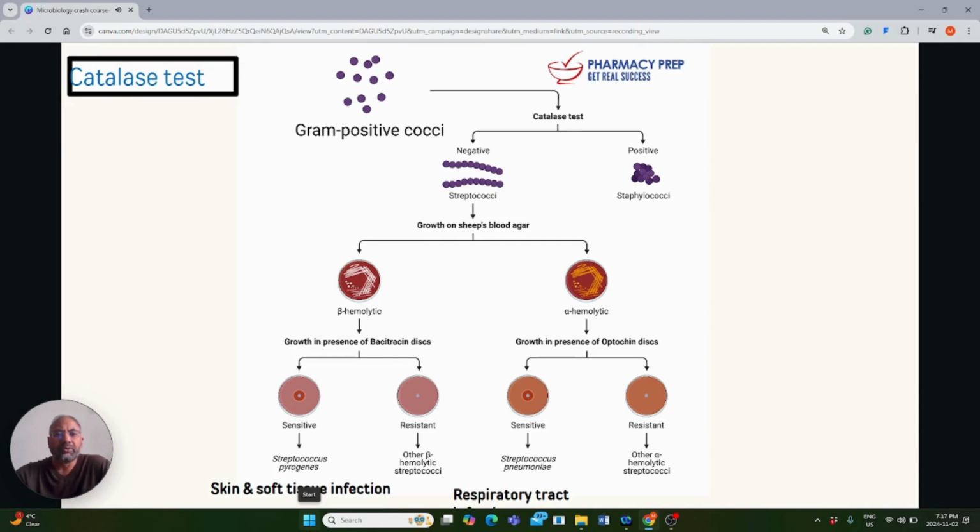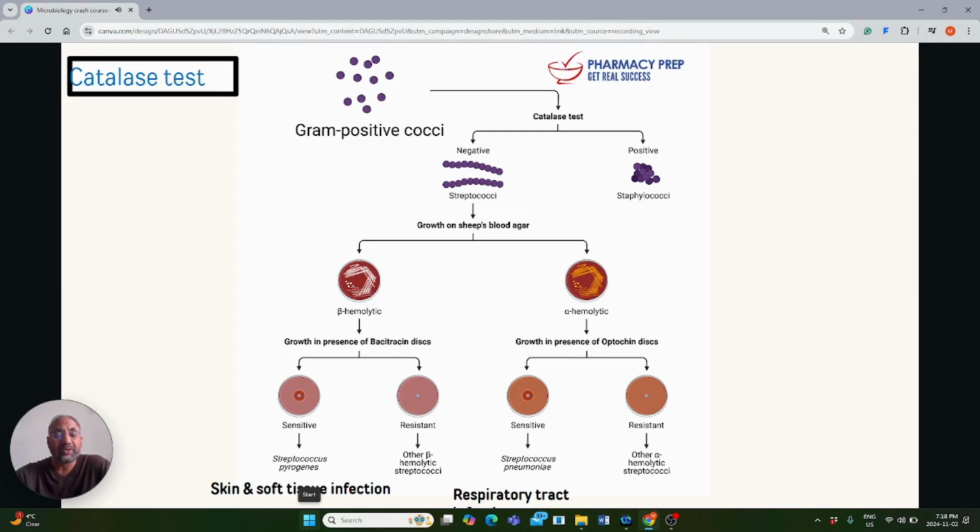So once we know it is catalase negative and it is strep, we do a growth on sheep blood agar. So we put these organisms on sheep blood agar and watch for the growth, and when all the organisms have grown on the sheep blood agar, we take a look at them and look for the area of hemolysis around the organisms. If there is complete hemolysis, that is called beta hemolytic, and if there is partial hemolysis, it is called alpha hemolytic.